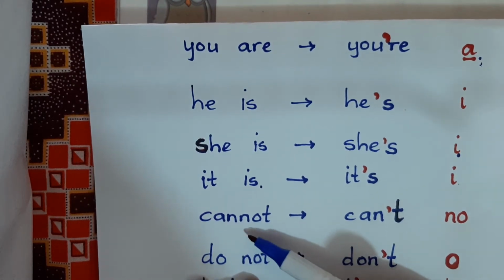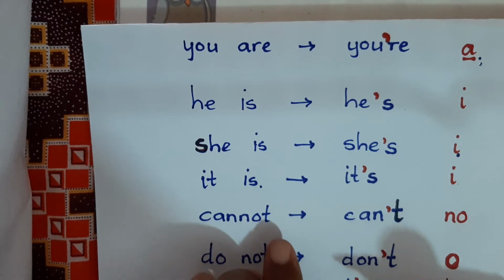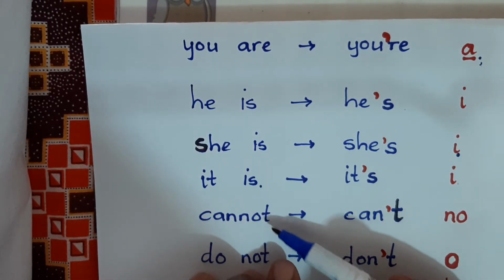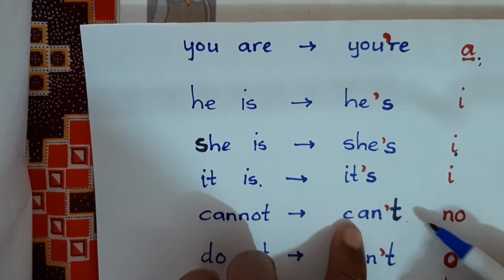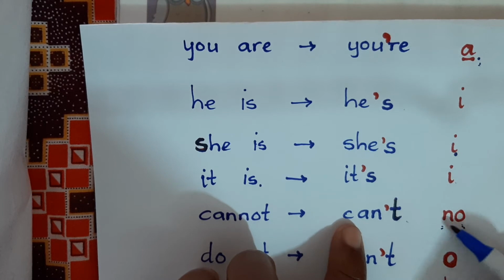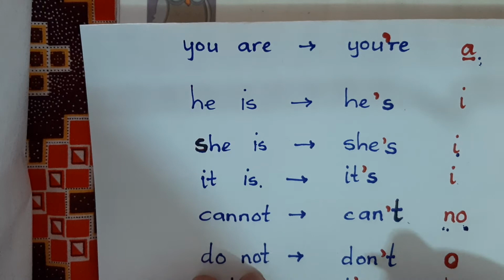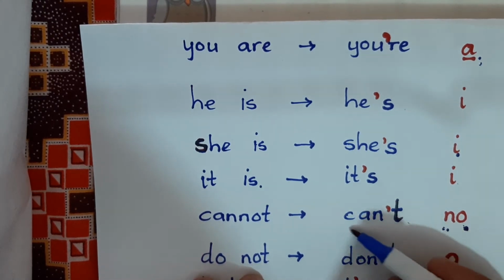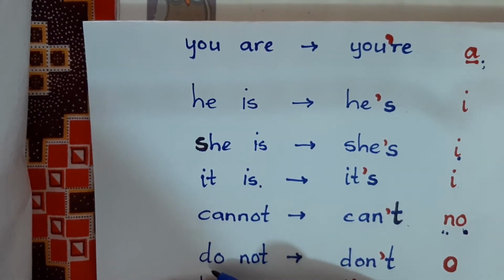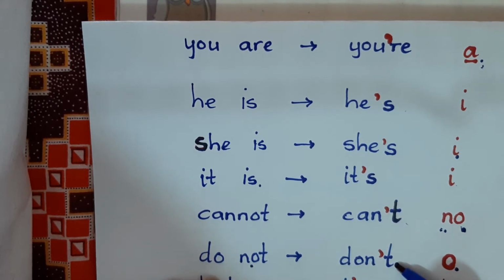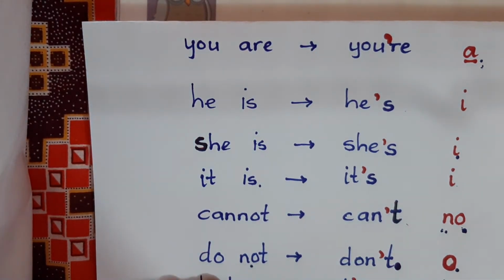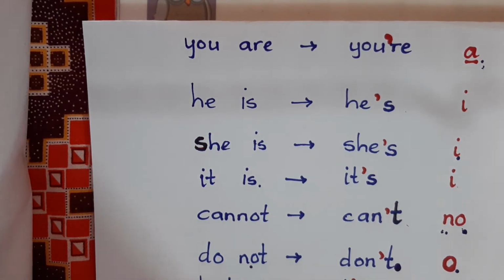We have cannot. So for this example, instead of writing cannot as a long word, we make it smaller to can't, and we miss out two letters. So we miss out the n and the o, and we come up with the contraction can't. We have another example, do not, where we miss out the o and the contraction is don't. I don't like potatoes.